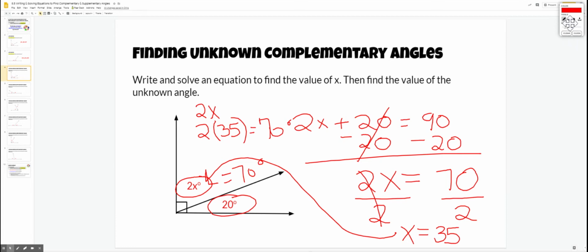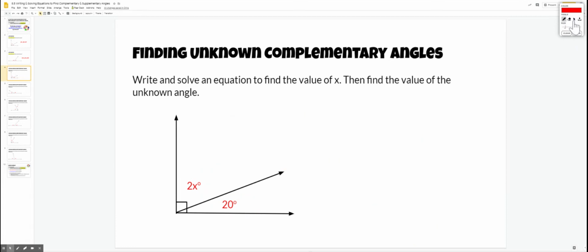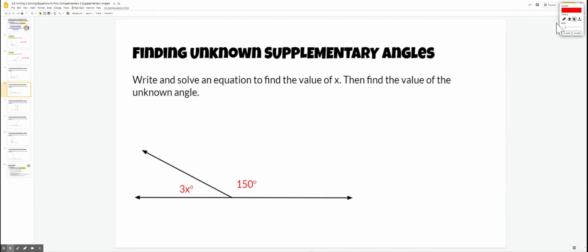Let's take a look at one using supplementary angles. So check this one out. Write and solve an equation to find the value of x, then find the value of the unknown angle. So this is going to be very similar, but just a little bit different because these angles, as you can see here, are supplementary. So I know that my first angle is 150 degrees.